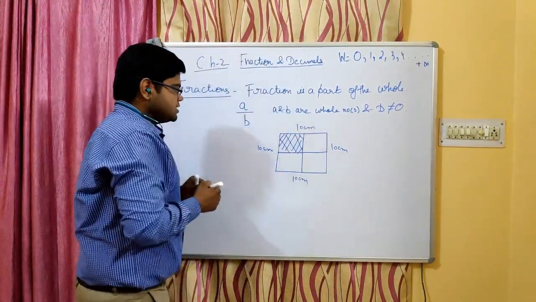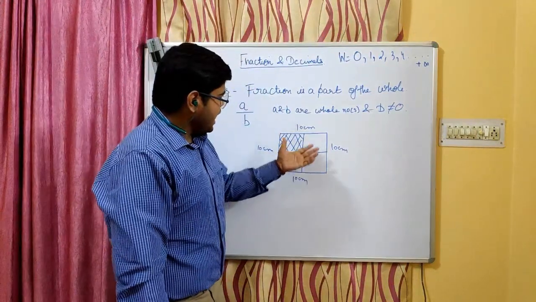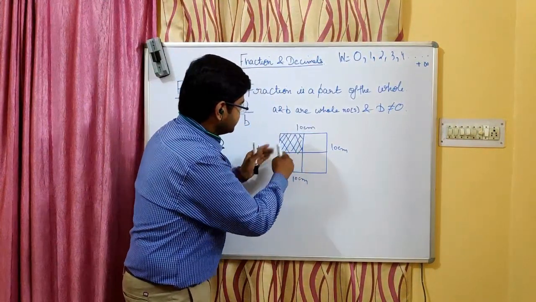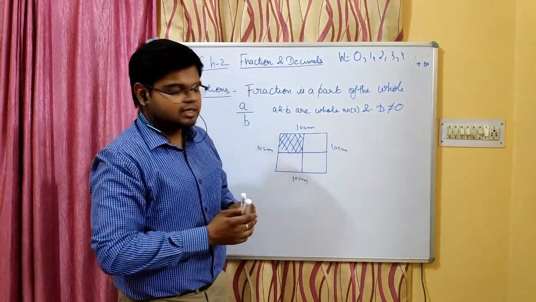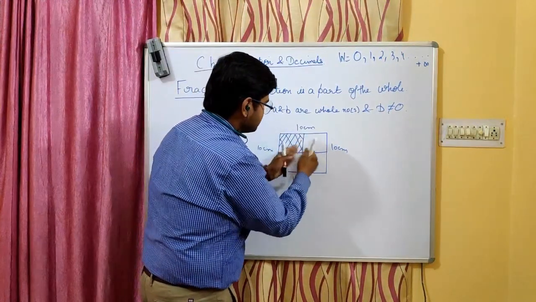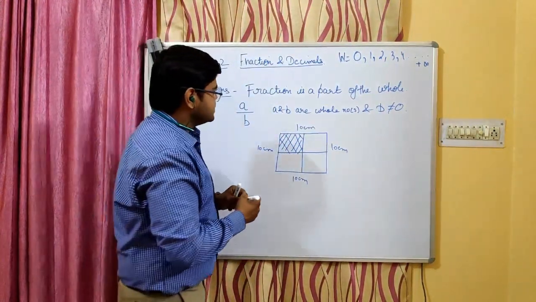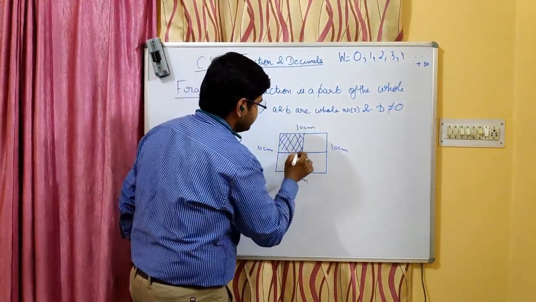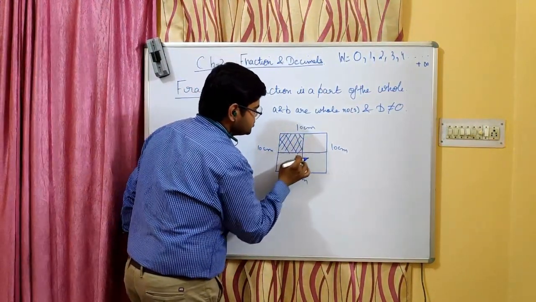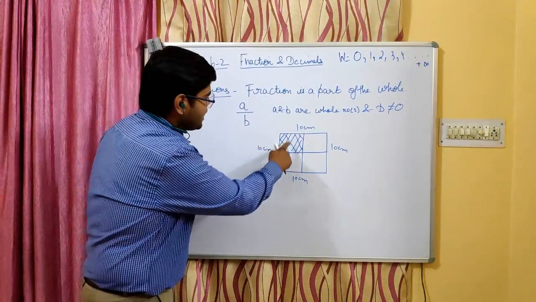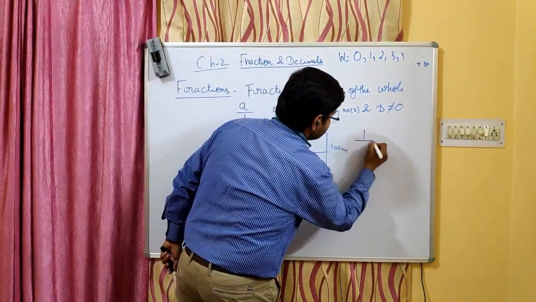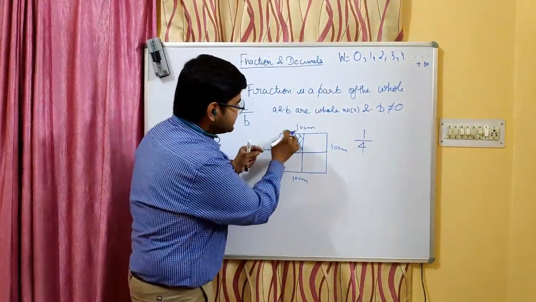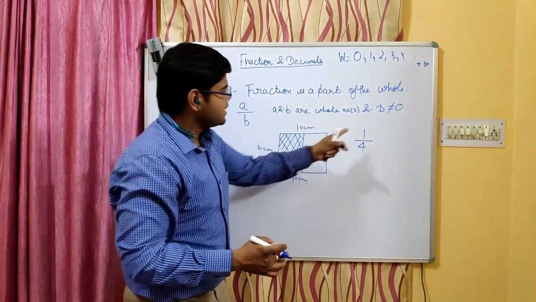So if I want to represent this part of the square, since we already know this is a square and it is divided into four equal parts, and these four parts are equal in area, how will I represent this part only? How many parts do we have? 1, 2, 3, 4. And if you want to represent one part of this square, it will be 1 upon 4. How? 4 is the total number of parts inside this square, and 1 is the part that we are representing. So 1 upon 4.